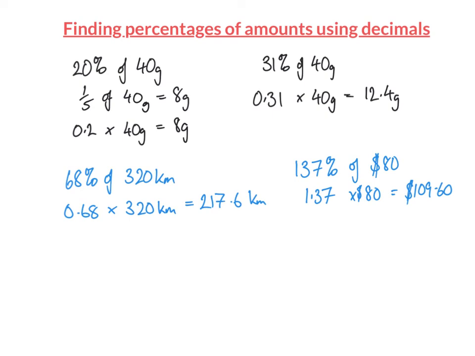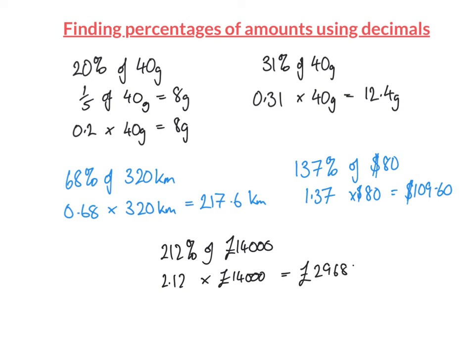Last wee example then, what about if we had 212% of, say, £14,000? And again, 212% is 2.12, of is multiply, and we've got our £14,000. And put that into our calculator, and we've got 29,680 pounds.